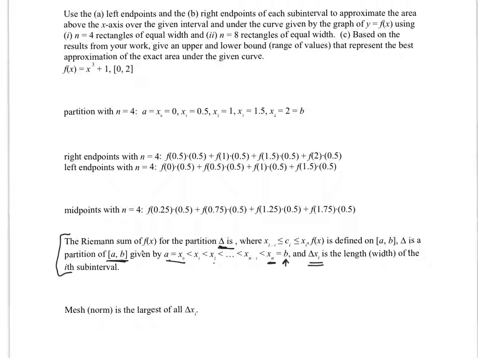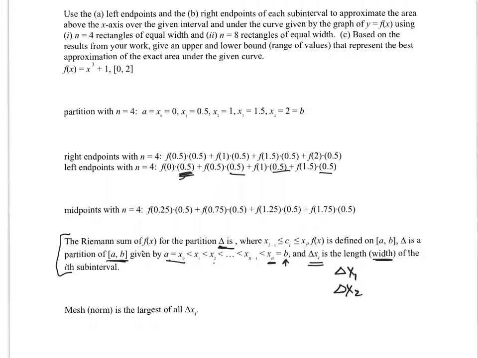Now, we've been saying the width of our rectangle, but delta x sub i would be, well, let's just call it the width of the ith subinterval. So delta x sub 1 would be the width of the first rectangle. Delta x sub 2, the width of the second rectangle. Now, notice in this definition, delta x does not have to be the same for each rectangle.